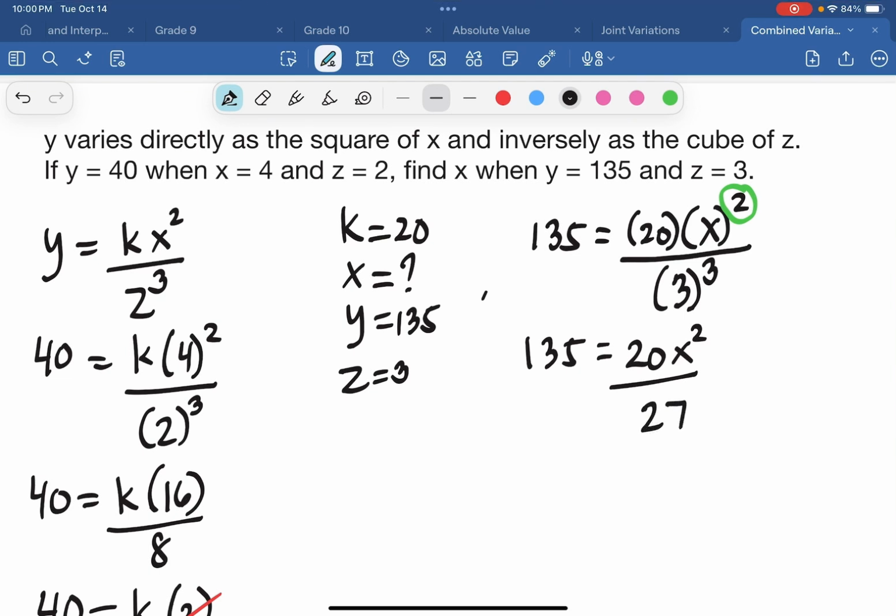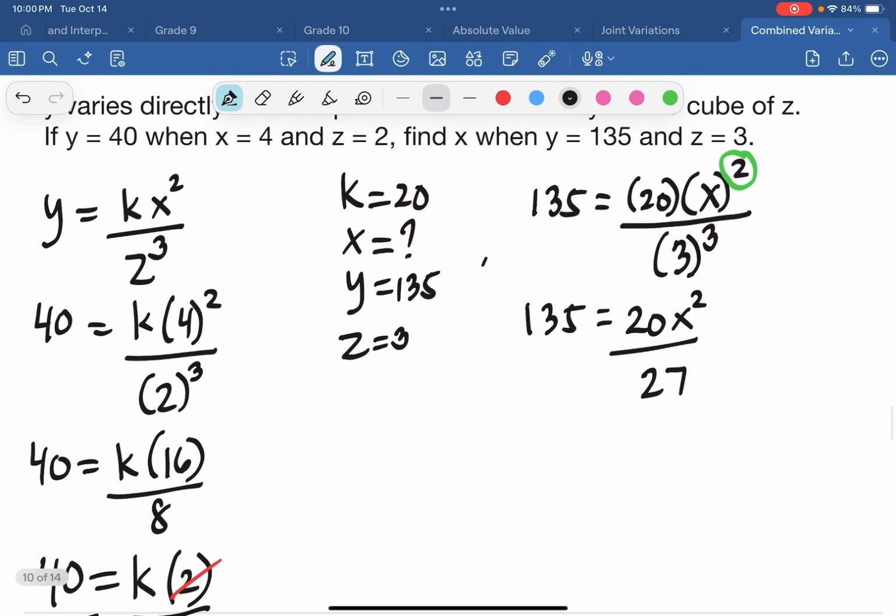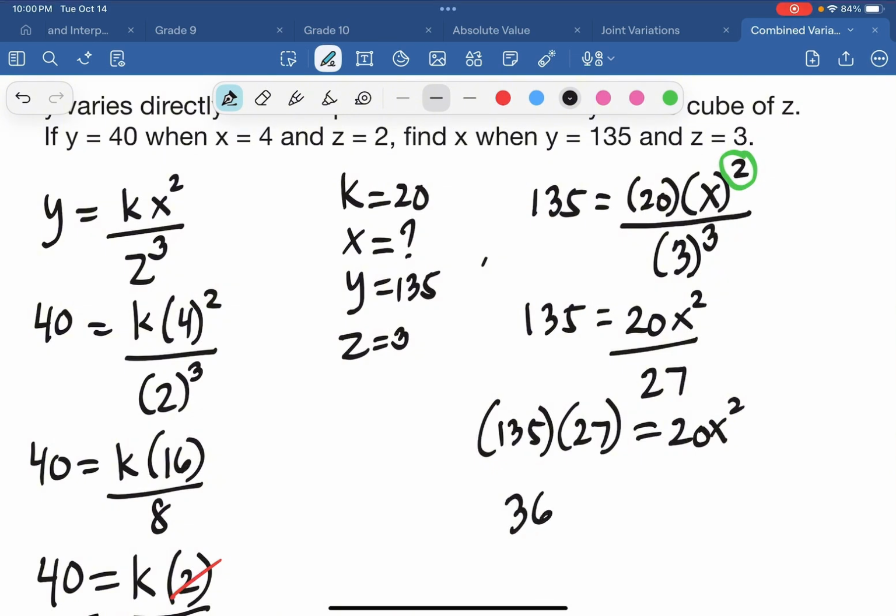Based on this one, there's no common factor for 20 and 27 aside from 1. So you could just cross multiply this one. So we have 135 times 27 equals 20 x squared. So 135, I'm going to use my calculator. 135 times 27 is 3645, which is equal to 20x squared.